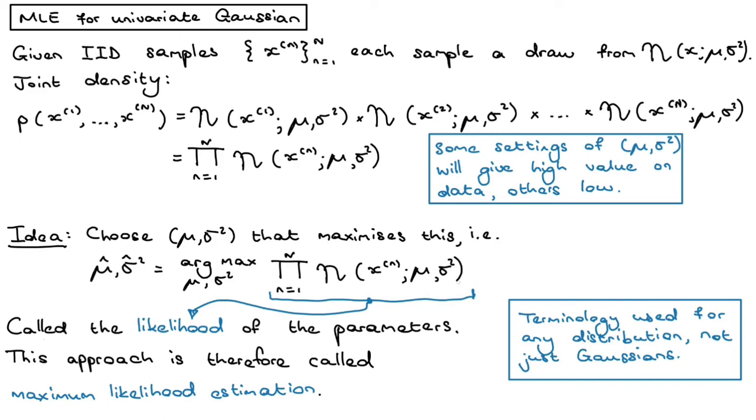So this terminology, thinking of this product of the PDF values for a particular setting of the parameters, is general. Here we're particularly looking at a Gaussian distribution, but for any distribution, if you calculate this product, then that's called the likelihood of the parameters. And if you maximize this function, treating it as a function of the parameters, then that's called maximum likelihood estimation. So let's actually estimate the parameters for a Gaussian distribution using maximum likelihood estimation.